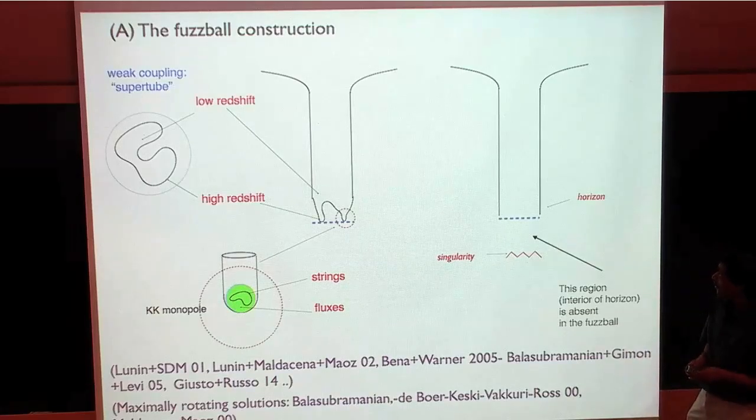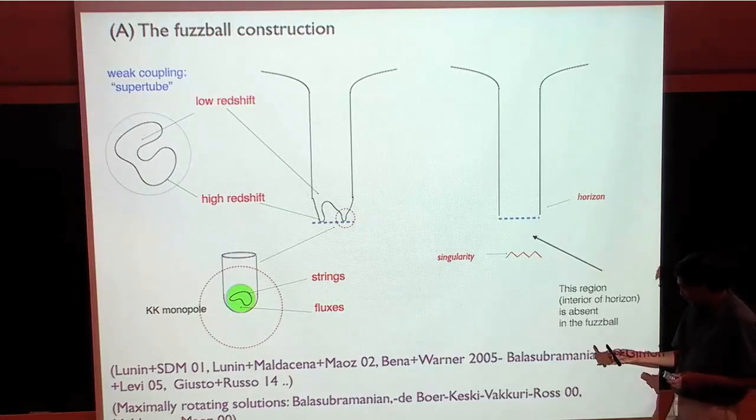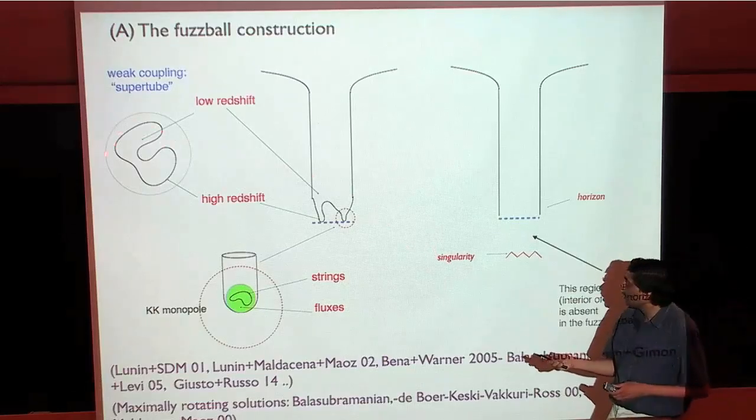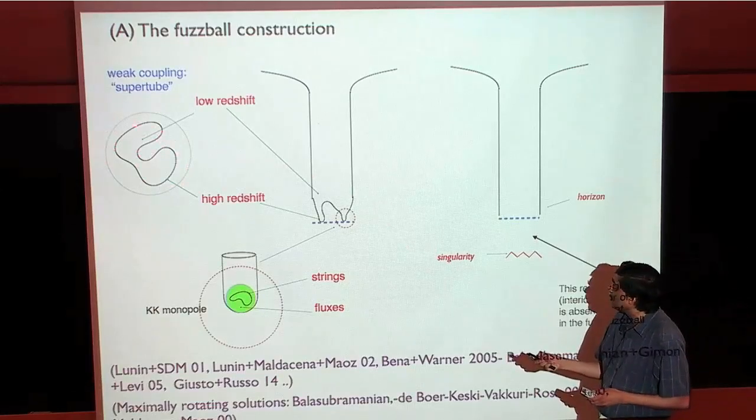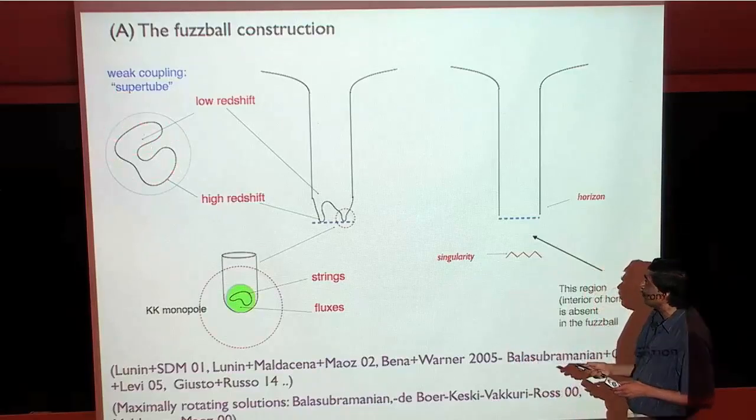So what's the fuzzball construction? I put it all in one slide, and I'm thinking that people have seen this before. At weak coupling, you may just have some state in string theory. Let's take a supertube made of maybe D1 and D5 branes or some branes.